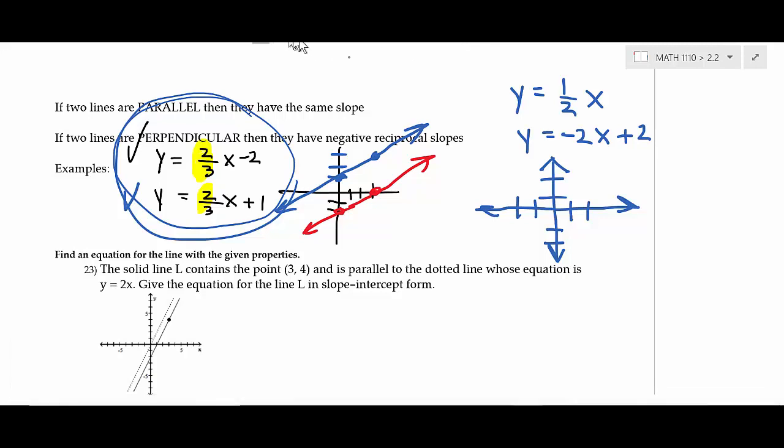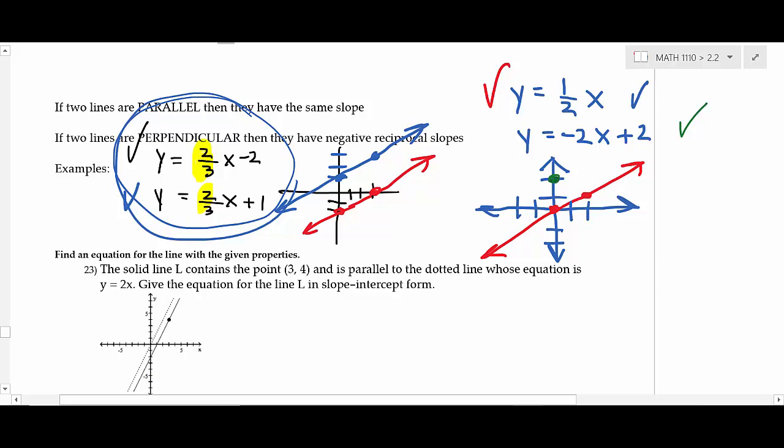So let's graph this first one. I'm going to graph the first one in red. You would start with a y-intercept of 0. If it slopes 1/2, you would go up 1, right 2. That's what your first line would look like. Now let's graph the second one. The second one has a y-intercept of 2. The slope is -2/1, so what are you going to do? Down 2, right 1. From that point, go down 2, right 1, connect the dots.